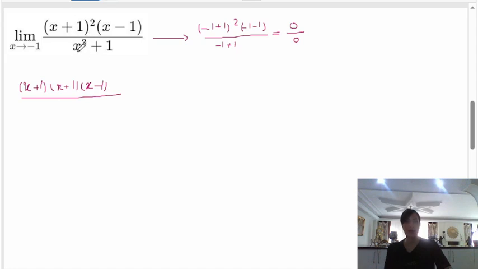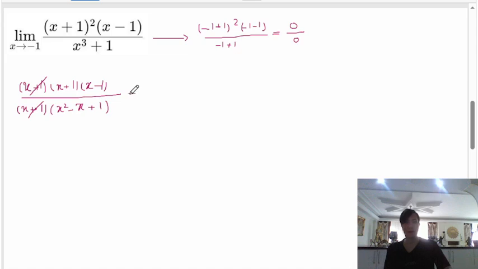For the denominator, I have a sum of cubes. So I can write it as x plus 1 times x squared minus ab, which here is minus 1 times x, which gives me x, plus b squared, which is 1 to the power of 2, which gives me 1. So I have two factors x plus 1, x plus 1. I cancel them out.